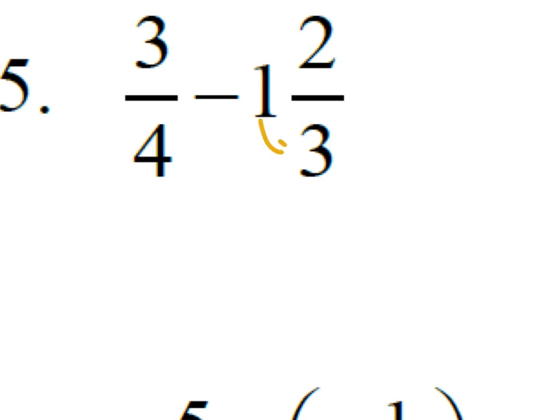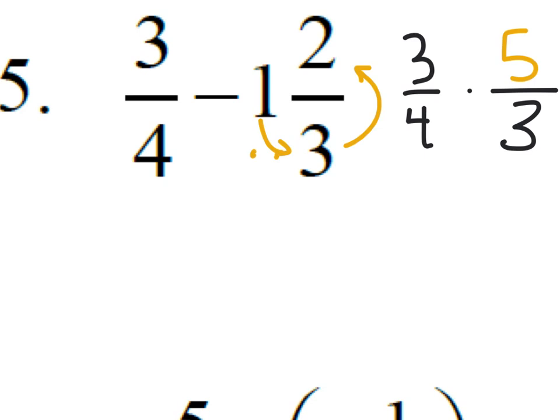We got 1 times 3, which is 3, plus 2. That's going to give us a 5. We're going to keep the denominator thirds. We got 3/4 minus 5/3. All right, so how do we do this? Well, we are subtracting, so we do need common denominators so we have the same size pieces. What denominator should we use? 12. 12, very good.